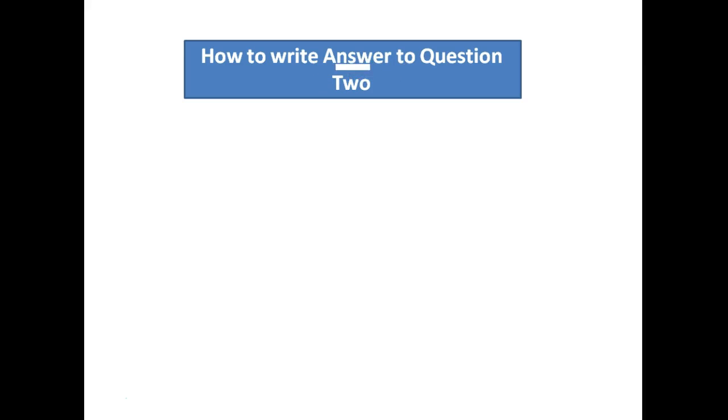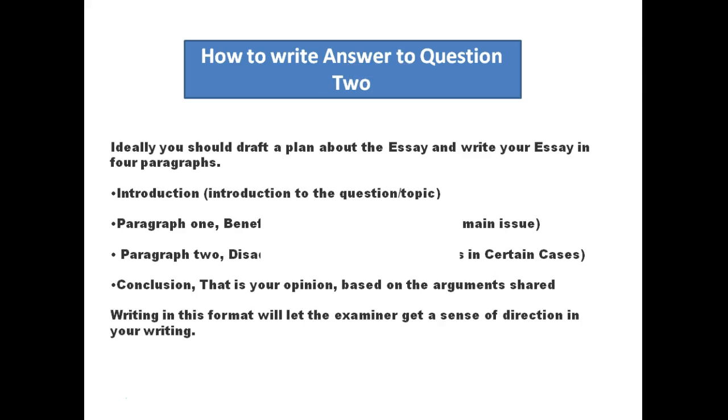Similarly, for question number 2, how do we approach and what kind of answer should we be presenting? Again, draft a plan and write your essay in 4 paragraphs or possibly 5 if you feel so. Paragraph 1 would be the introduction, that is, the introduction to the question or the topic. Paragraph 2, the main body paragraph: benefits or advantages, highlight the main issues here. You can put some examples. Paragraph 3, disadvantages or demerits.